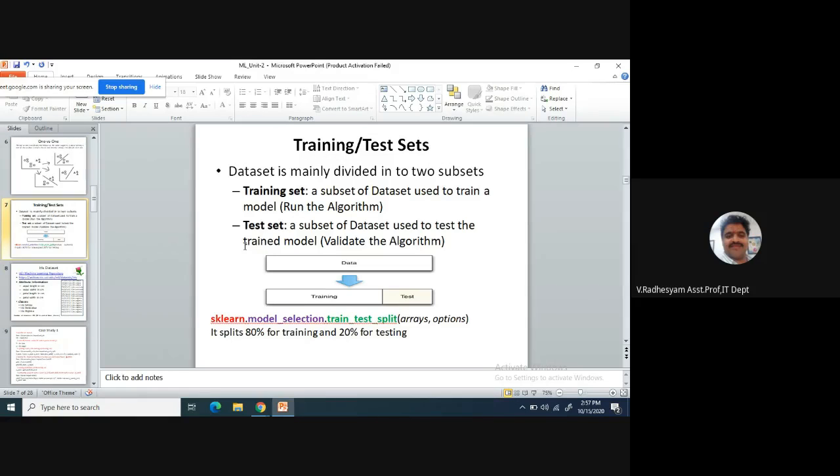There may be an examination question: What is a training set? What is a test set? How do these divisions become useful in classification? Every time, whatever data we have, we divide it into 2 parts. One is the training set, another one is the test set. The training set is a subset which is used to train the model. The test set is a subset which is used to validate the algorithm.